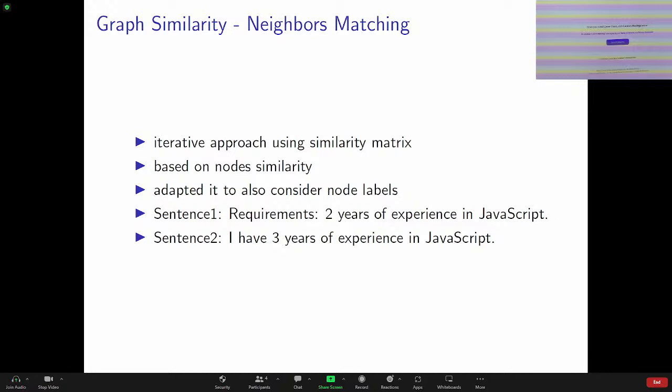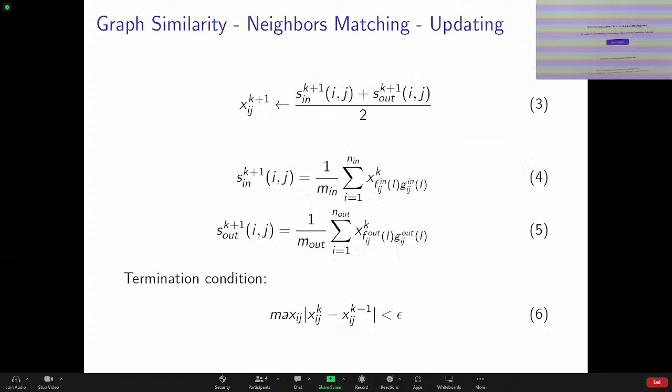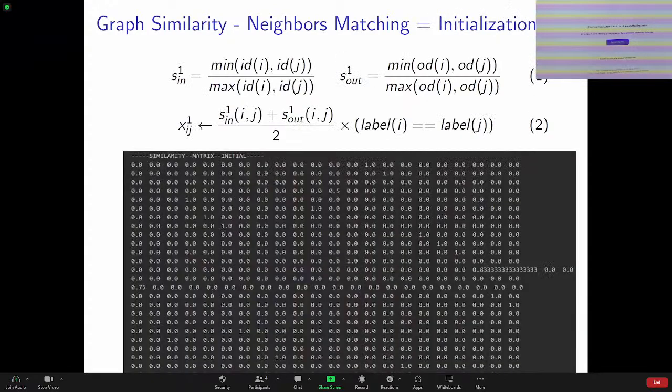Moving forward, these are the representations of the sentences. I showed the node mapping, meaning that, for example, this year from sentence 1, which is the job description, is mapped to node number 4 in the matrix. So this is the initial similarity matrix.